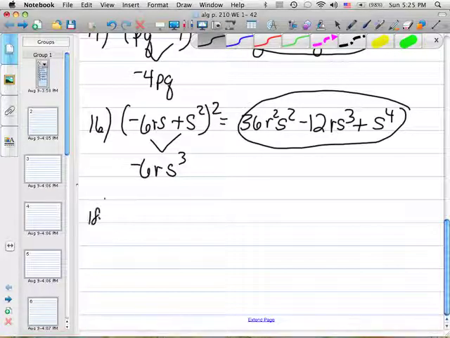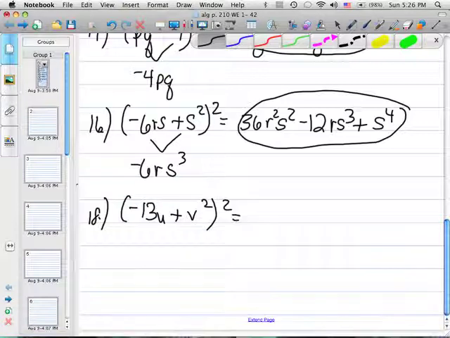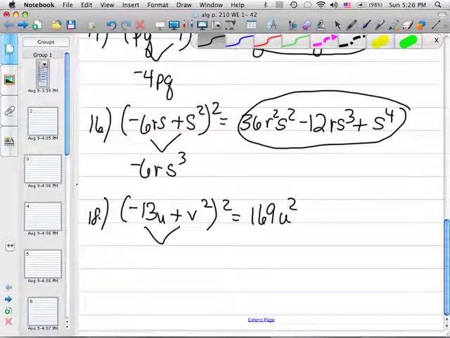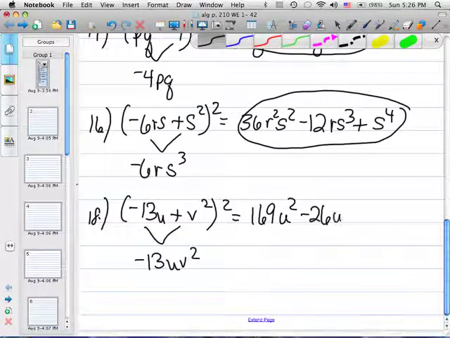Number 18, we have negative 13u plus v squared. Negative 13 times negative 13 is a positive 169u squared. Times these together, I get negative 13uv squared. Times that by 2, since there's two of them, negative 26uv squared. Last term, positive v squared times positive v squared is v to the fourth.